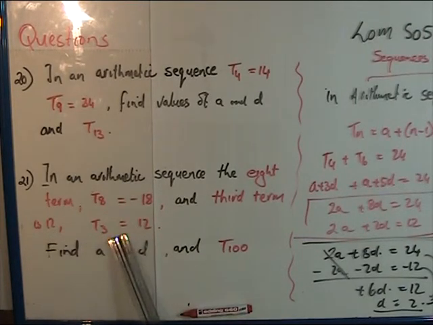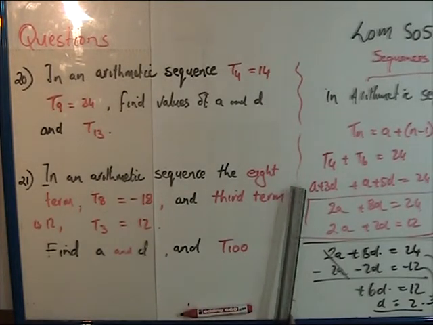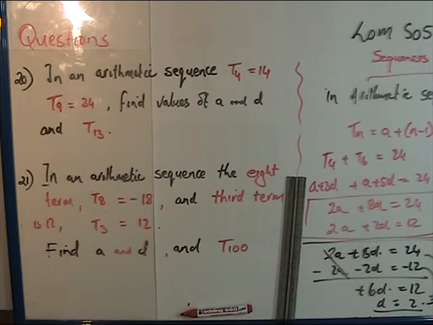Oh, there it is, I wrote it out again. Find A and d and T of 100, that's the 100th term. Right, I hope you're getting now all these n's and these d's and these A's, because it's very important that n is understood properly, okay, and the formula is understood. Right, that's very good now.